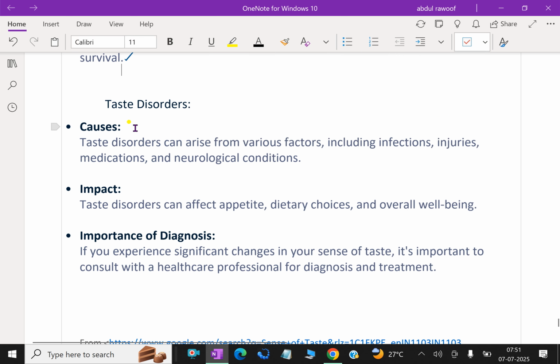Taste disorders. Causes. Taste disorders can arise from various factors, including infections, injuries, medications, and neurological conditions. Impact. Taste disorders can affect appetite, dietary choices, and overall well-being. Importance of diagnosis. If you experience significant changes in your sense of taste, it's important to consult with healthcare professionals for diagnosis and treatment.